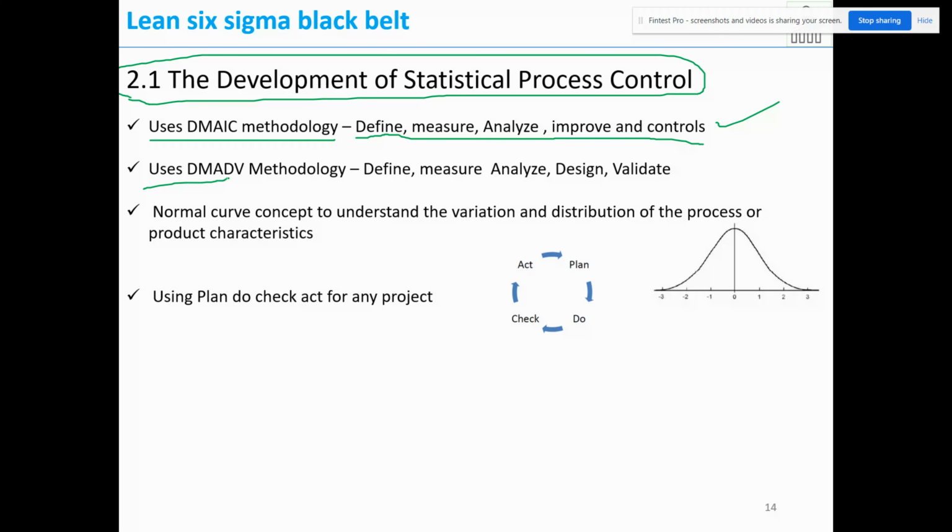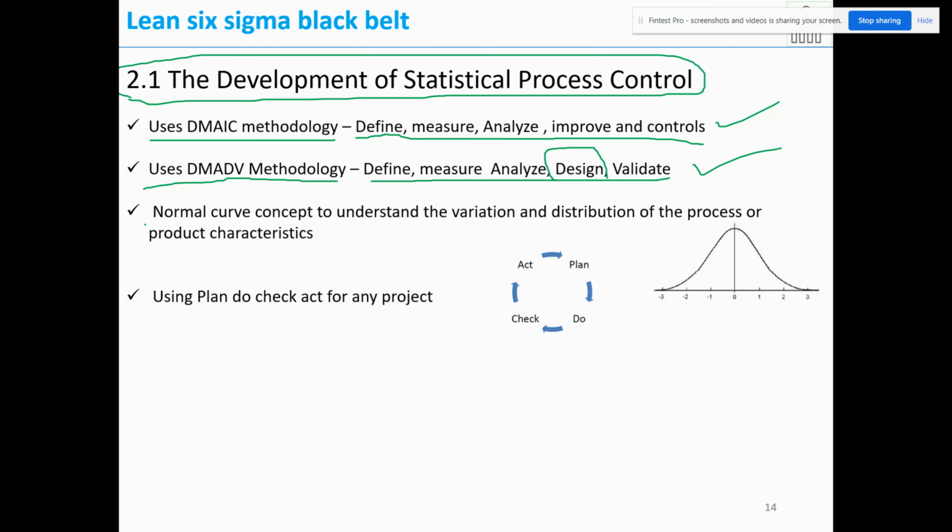Then it uses DMADV methodologies: define, measure, analyze, design, validate. So the DMADV methodology is for, suppose, if you are doing an improvement for the existing process, you're going to change some parameters, some methods. But if you want to implement a new method itself, then you're going to design a new process, run that process and validate it, and then implement that project in production.